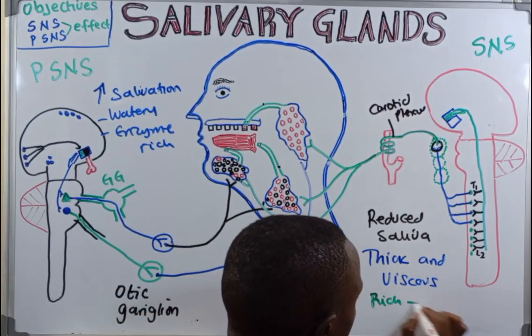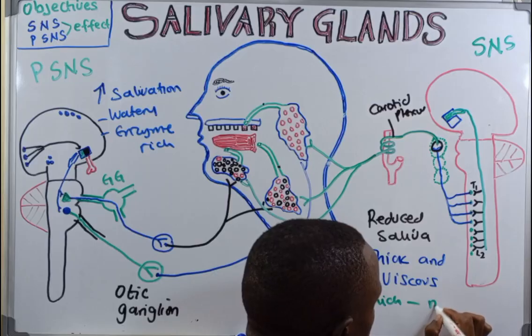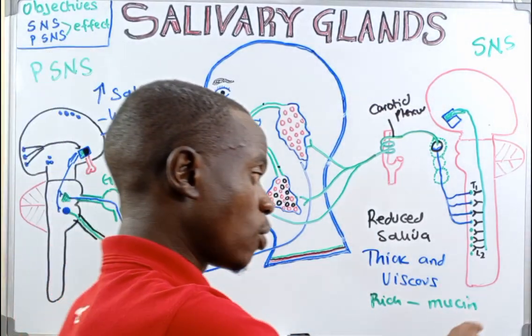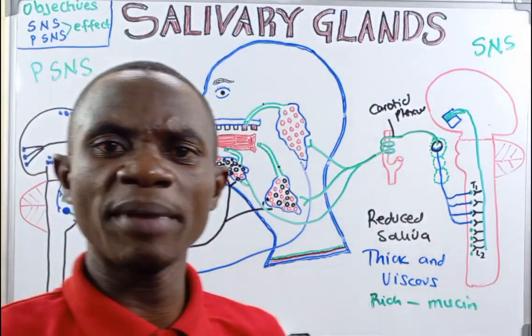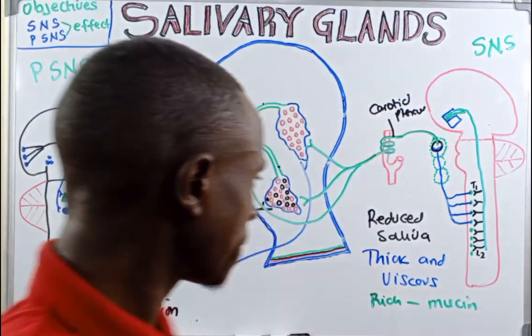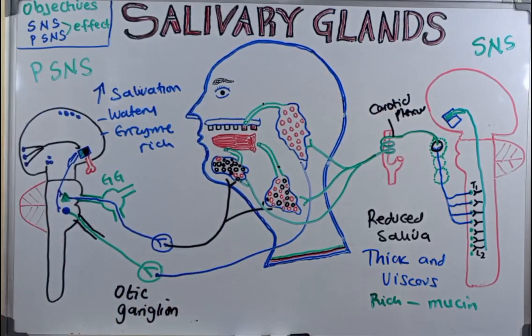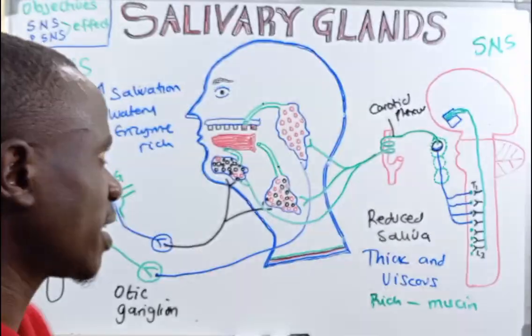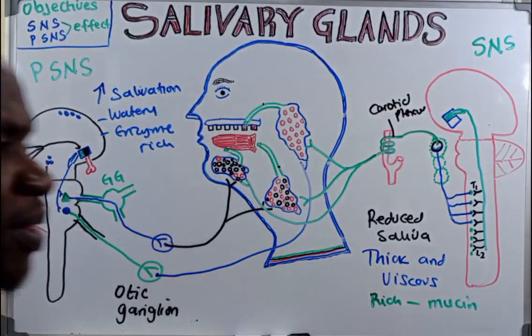in a glycoprotein called mucin. Of course, it is this protein called mucin that makes this saliva a bit thick. So that is what we call the innervation of the salivary glands by the sympathetic nervous system and the parasympathetic nervous system.